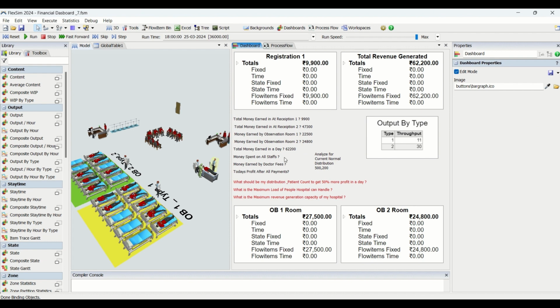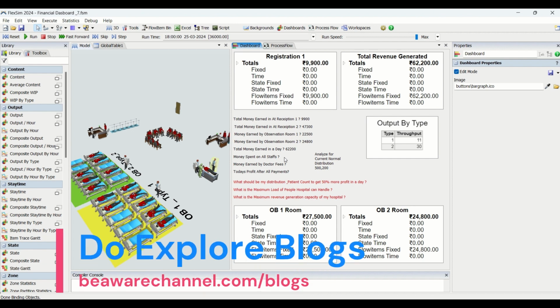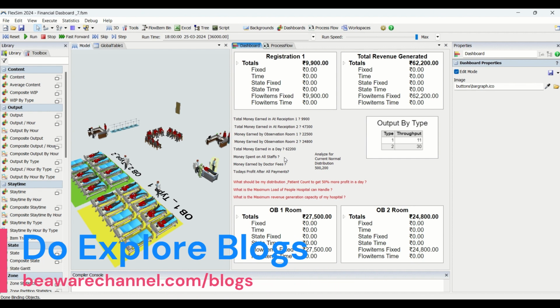Now what we need to find out is how much money is spent on all of the staff. Okay, so we need to find out the expense for every staff.